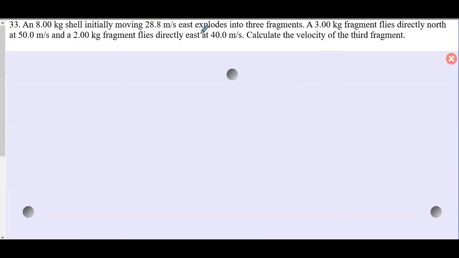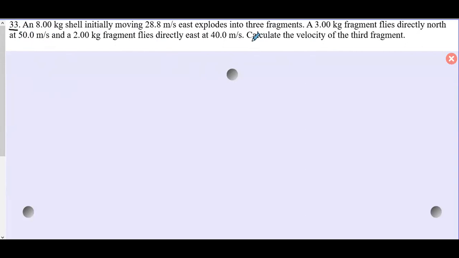So I'm going to do one problem with you guys on this video because it will take a long time. I think this is on page 56 in your notes, question 33. So it's a bit of an easier problem just for presentation purposes here. We have an 8 kilogram shell that's initially moving at 28.8 meters per second east and explodes in 3 fragments. A 3 kilogram fragment flies north at 50 meters per second. A 2 kilogram fragment flies directly east at 40 meters per second. Calculate the velocity of the 3rd fragment.